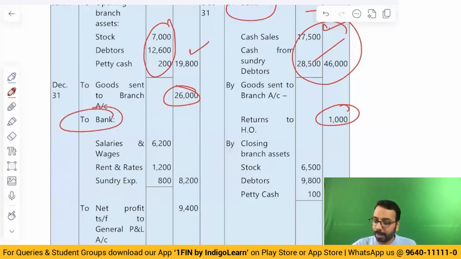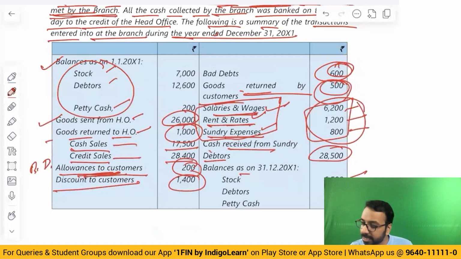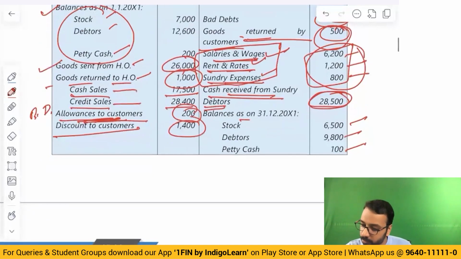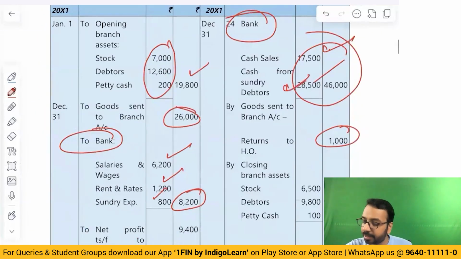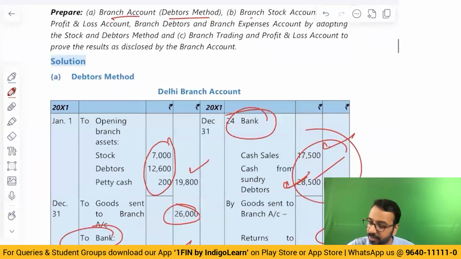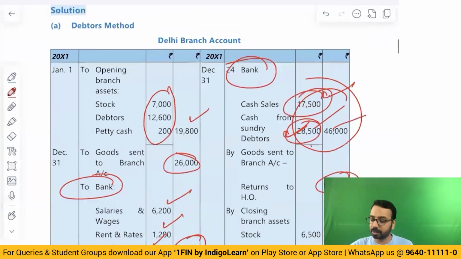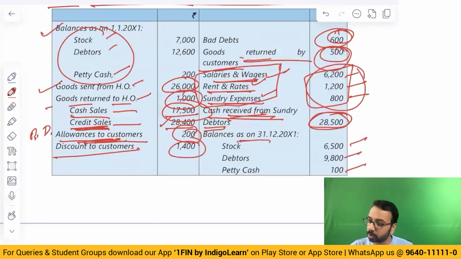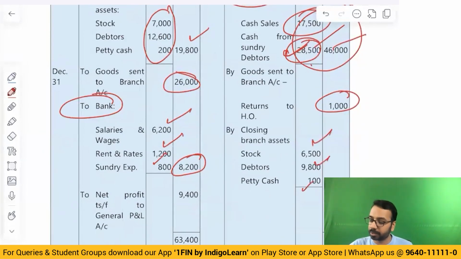We will debit branch, credit bank, 6,200, 1,200. Then cash receipt from sundry debtors 28,500. I think I told 28,400, but it is 28,500. Whatever cash has been collected, not the total credit sales. 17,500 cash sales and amount collected from the customers 28,500, 46,000 is how it is divided. Then the closing balance is 6,500, 9,800, 100. This is the closing balance.